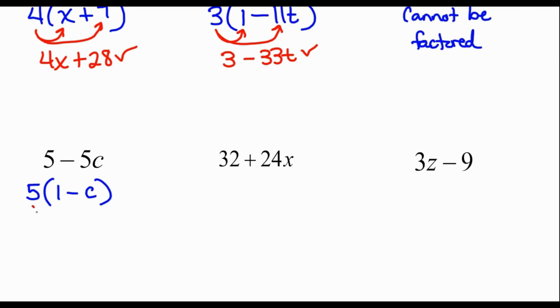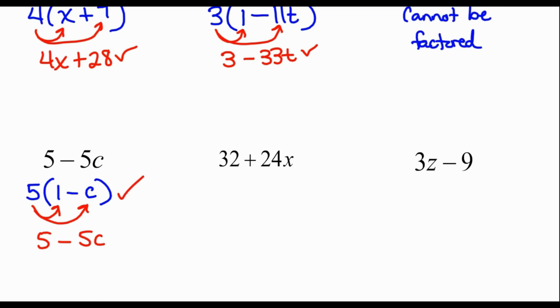Again, I'm going to double check that with the distributive property. It never hurts, especially if you're fast with the distributive property. 5 times 1 is 5, minus 5 times c is 5c, and that checks out. I get back what I started with, so I know that that is correct.